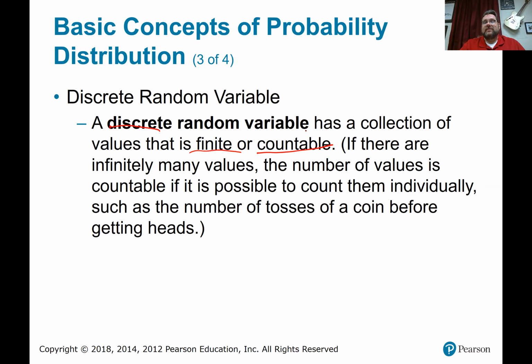What you can't do is count all the numbers between 0 and 1, because you've got 0.1, 0.001, 0.0001, and so on and so on. No matter how you want to break it up, you can't count them all. There's just too many. It's infinite. All right.